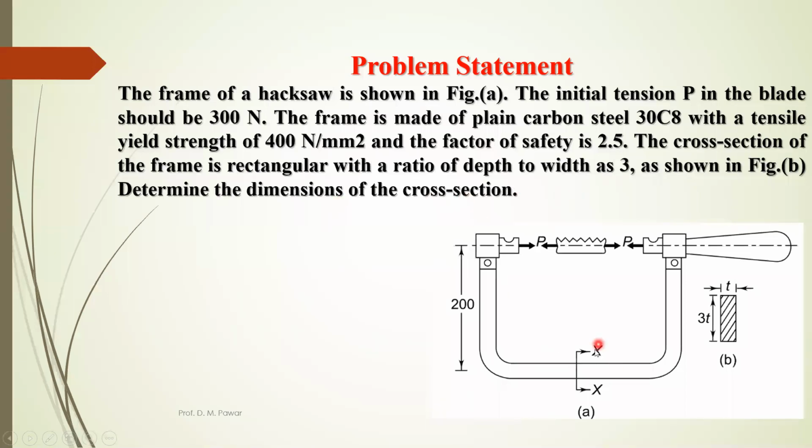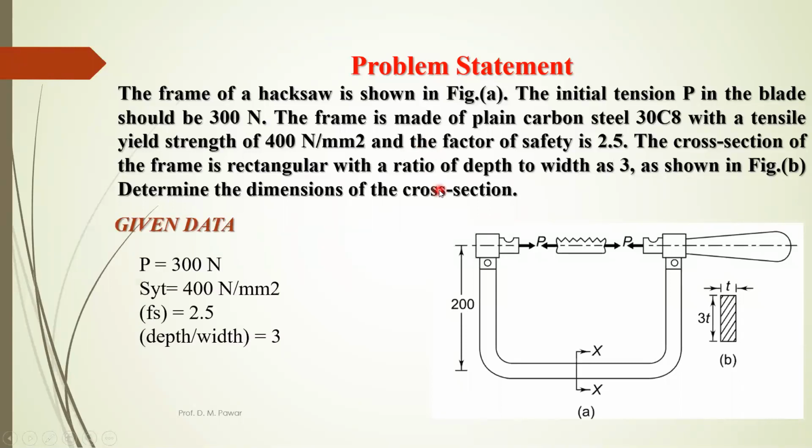We have to find the dimension of the cross section at this section XX. Suppose I take the cross section of that frame, then it looks like this, and I have to find out the dimension t of that C frame, that is the hacksaw frame. So here is the simple given data. P is 300 Newton. SYT is 400 Newton per mm square, that is the material strength. Factor of safety for this frame is 2.5, and depth to width ratio is 3. Based on this given data, we have to find the dimension.